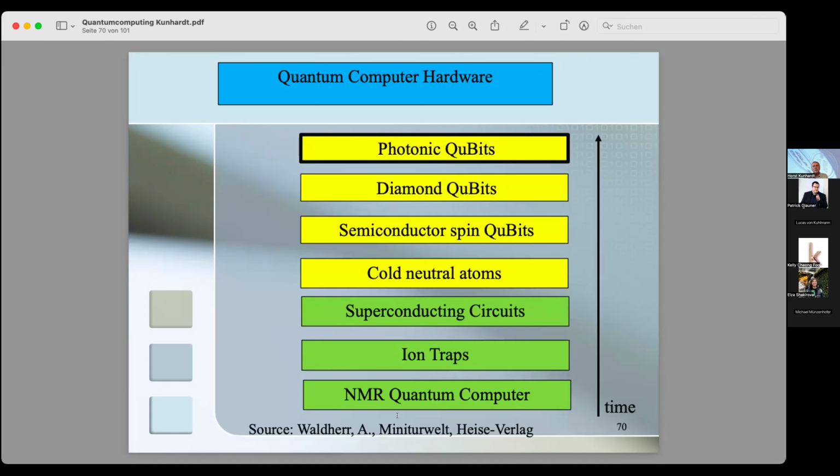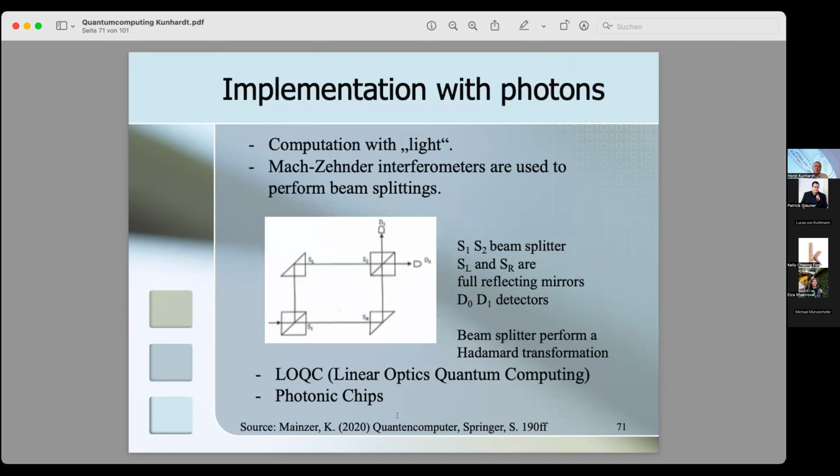And the last implementation is photonic qubits. The technology behind is old, from the 1940s and 50s. We had the first implementations of Mach-Zehnder interferometers. Interferometers are used in atomic clocks and in navigation for airplanes. The system is well known and very often used in technology and in physics. So what is the principle behind the Mach-Zehnder interferometer?